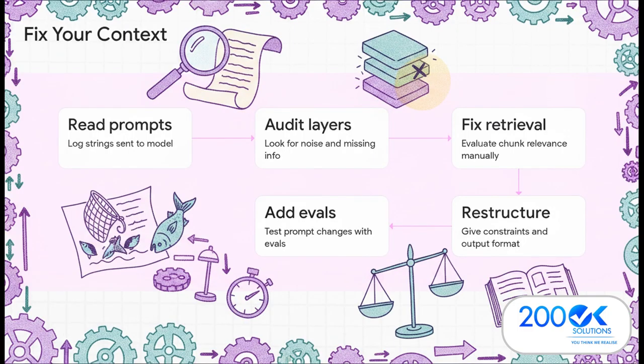Read your prompts. And I don't mean the code that builds them. I mean log the actual raw string texts that get sent to the model and read them. You'd be shocked how many teams have never actually done this. Step 2, audit each layer of that stack we just discussed. Look for noise, contradictions, missing info. Step 3, fix your retrieval first. Step 4, restructure that system prompt to give explicit constraints and a defined output format. And step 5, add evals.